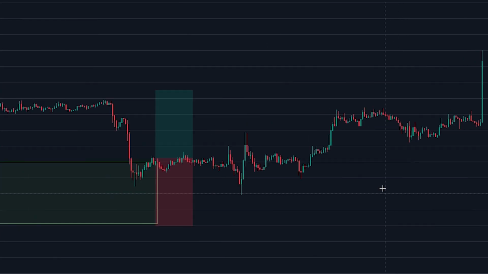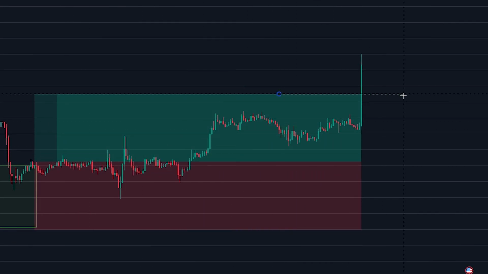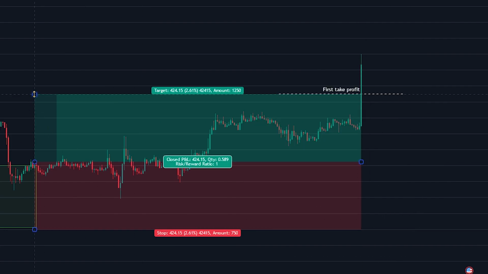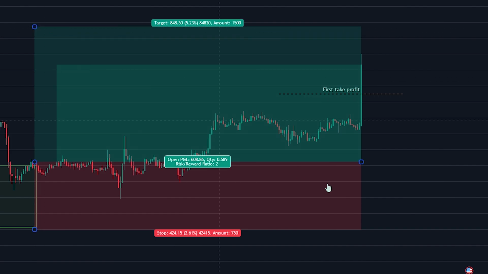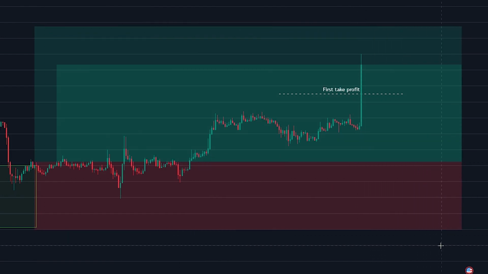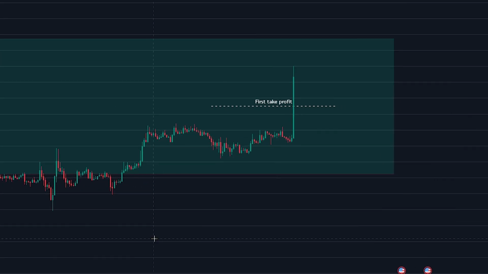We can see that our first take profit target was hit. Our new take profit target will be for a 2 times risk-to-reward ratio. However, it's also important to first lock in some profits. So let's now move the stop loss to break even to avoid making a loss if the price were to reverse again. Now let's see how the trade plays out.